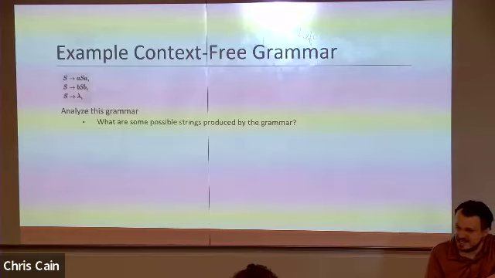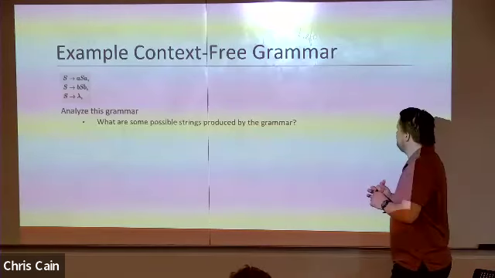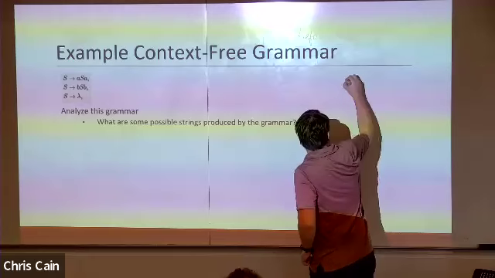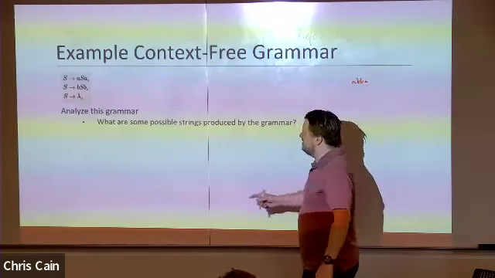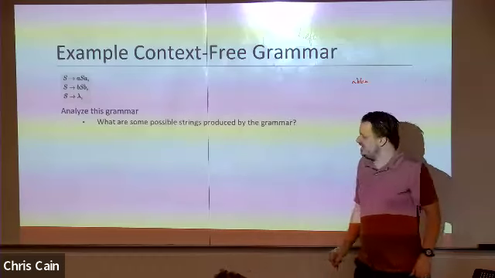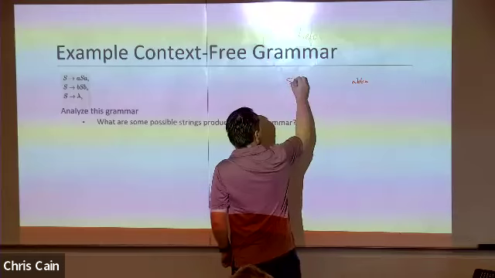What do we get? Any examples? Yeah? Like ABBA. How do we derive ABBA? What sequence of productions do we go through to derive that? Just in order from top to bottom.